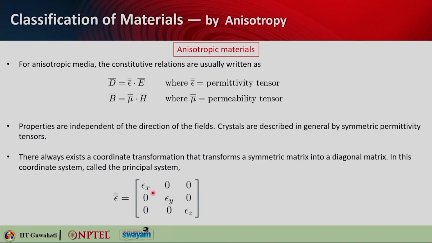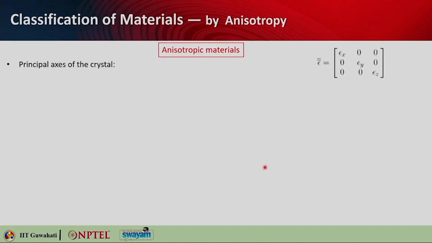So here you can see there is epsilon x, epsilon y and epsilon z. It means there is a permittivity along x direction, a different one along y direction and a different one along z direction. So 3 directions, you have 3 different permittivities. So this is how the principal axis for any anisotropic medium will look like. So this is how the permittivity tensor looks like. It is a diagonal one, so all non-diagonal elements are 0. So this helps in doing the computations.